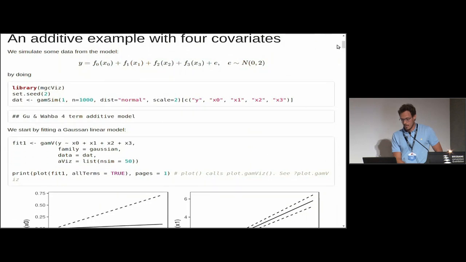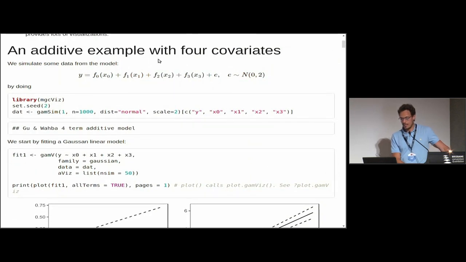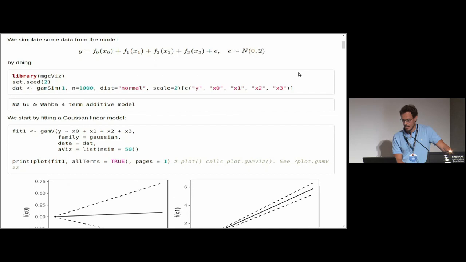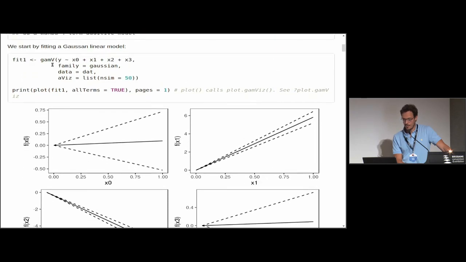Then, okay, here I have a simple example. We have an additive model with 4 covariates. So we have our response, y, which is a function of 4 effects, and on top of that, we have some normal noise. What I'm doing here is not really important, it's just simulating some data from this. And then I fit a Gaussian GAM, using the gamViz function from mgcViz.